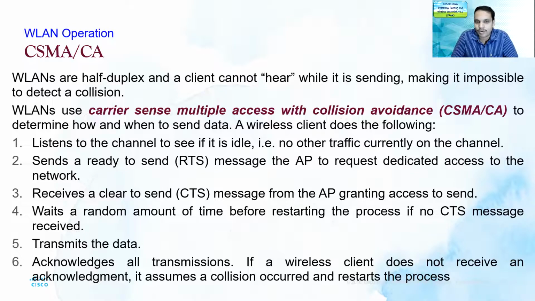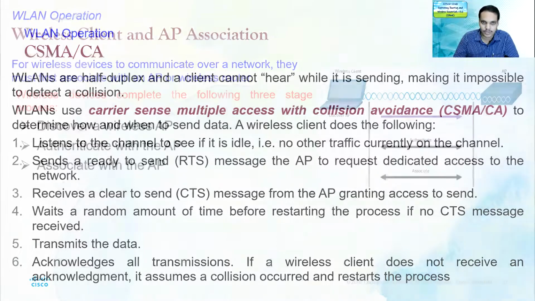Then it waits a random amount of time before restarting the process if it did not receive a CTS message. If it did not receive a CTS message, it assumes that somebody else is using the channel, or there might be some issue. If it receives the CTS, it can start transmitting the data. It has to acknowledge all transmissions. If a wireless client does not receive an acknowledgement, it has to assume that a collision has occurred and it has to restart the process from the start. So this is how CSMA-CA works, and WLANs incorporate CSMA-CA because CSMA-CD does not work in wireless networks.